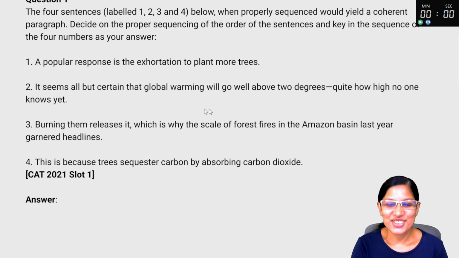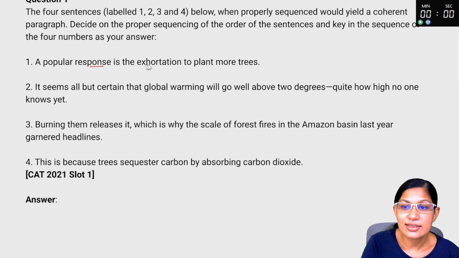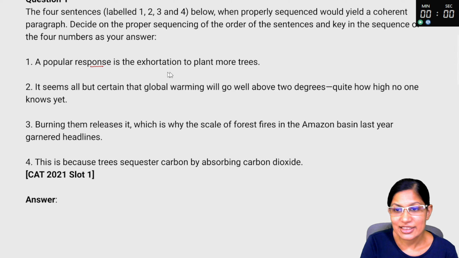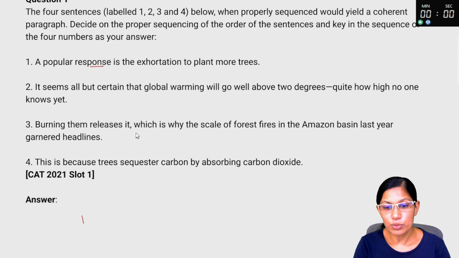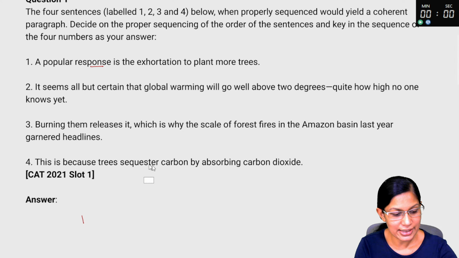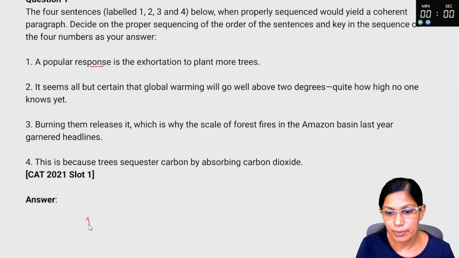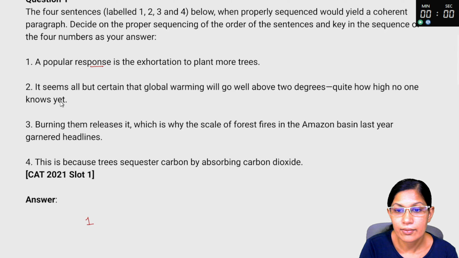So, a popular response. Now here we have the word response. Planting more trees, the exhortation or urging people to plant more trees, is a response. So let's try and find out what it could be a response to. I'll be needing the sentence which planting trees is a response to before 1. So we'll basically try to find something before statement 1.